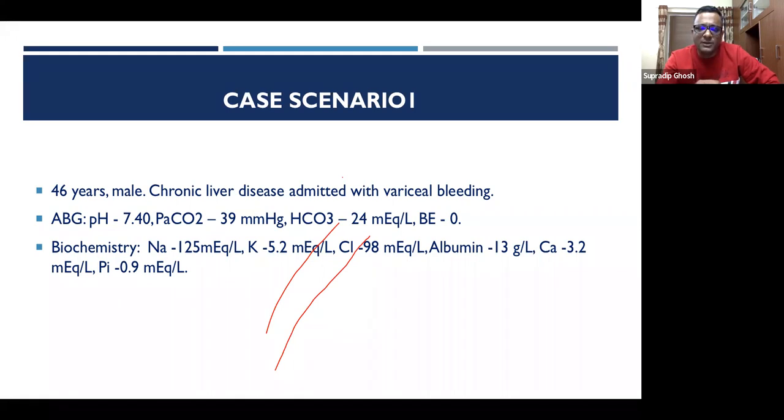Now one way to solve this is to calculate the anion gap. Sometimes we see that pH, PCO2, bicarbonate, everything is normal, but the anion gap is elevated. Let's calculate the anion gap. So this is the biochemistry. Sodium is 125, potassium is 5.2, chloride is 98, and bicarbonate we know is 24. Can anyone calculate the anion gap for me?